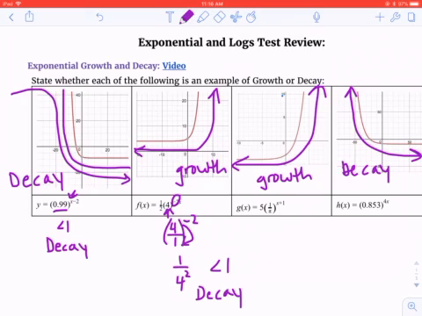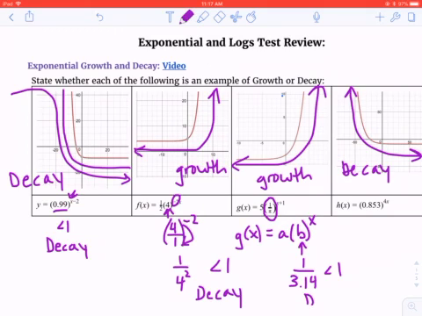And then in the next example, we have 1 over pi. Notice we're only looking at the base b because it's written in the form we've talked about in class, where we do have an a out front, but what determines growth or decay is the b value. So that b is 1 over pi, which is 1 over 3.14 approximately, which is definitely less than 1, so that would just be decay again.